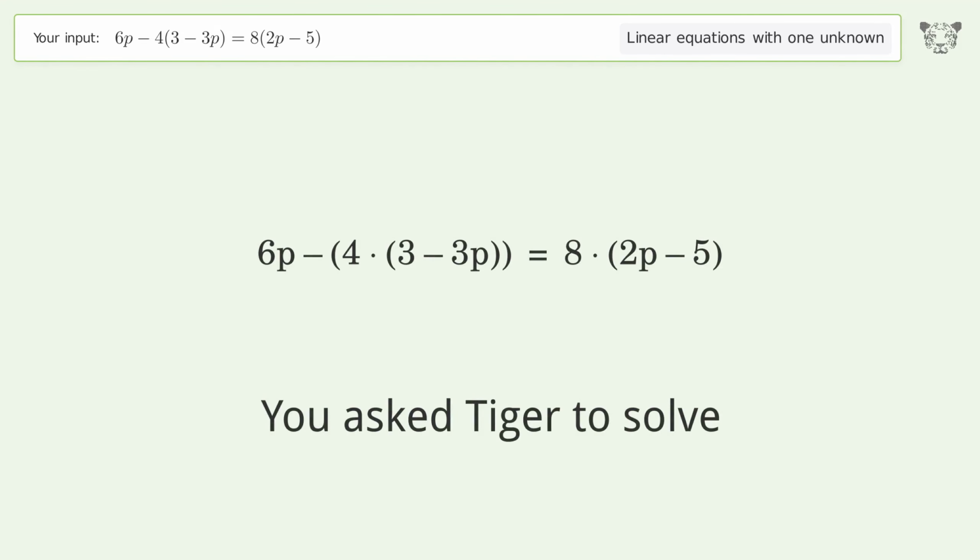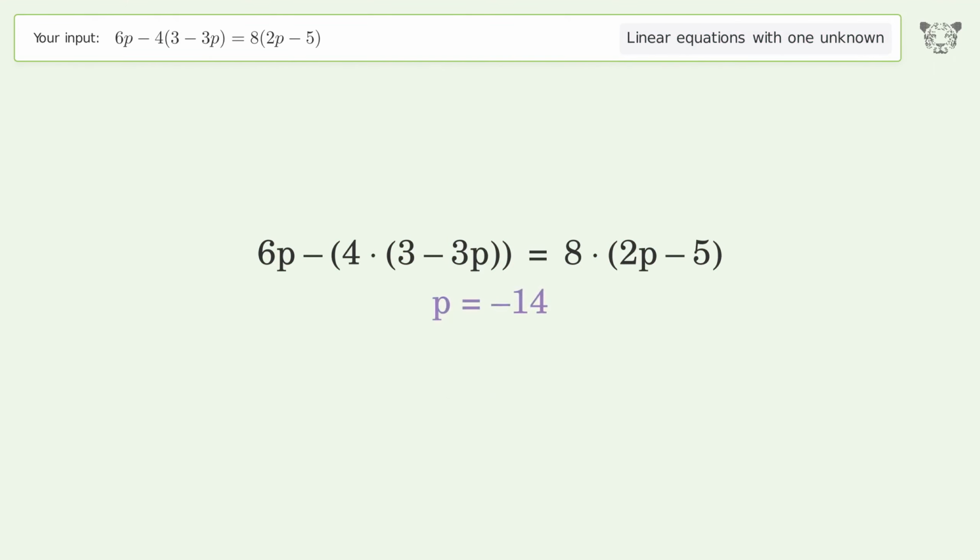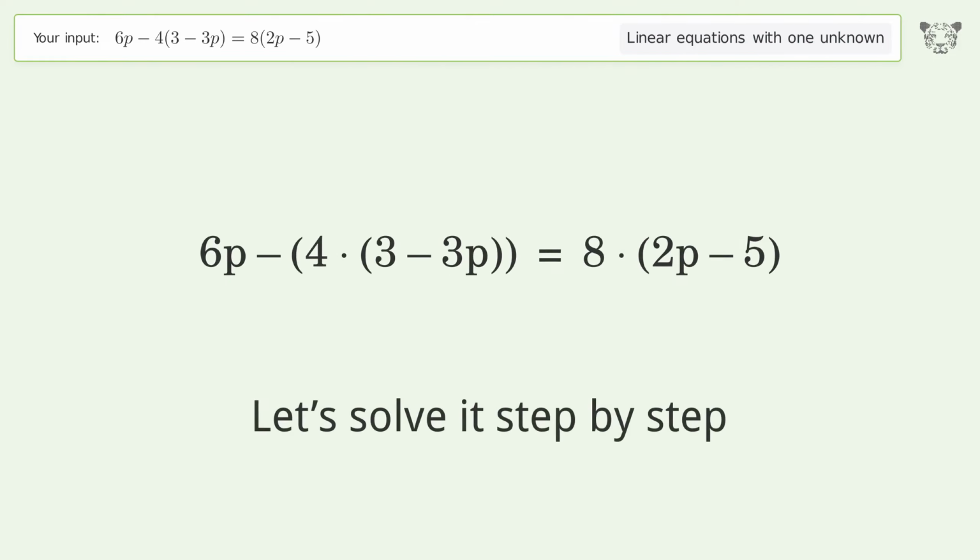You ask Tiger to solve. This deals with linear equations with one unknown. The final result is p equals -14. Let's solve it step by step.